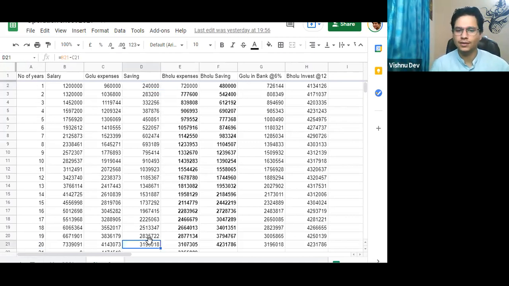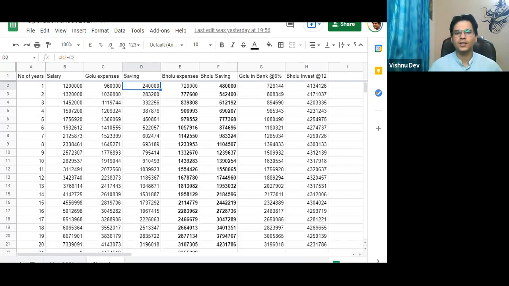If he's saving this 2,40,000 rupees for 19 years, it would be compound interest. He will get compound interest for how many years? Very good, 19 years.